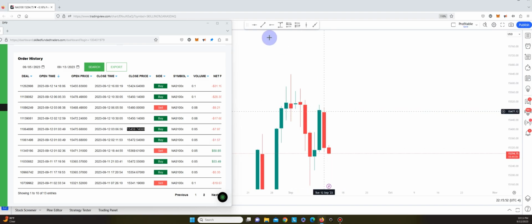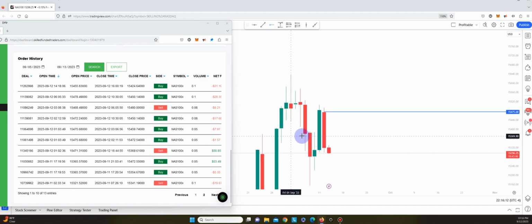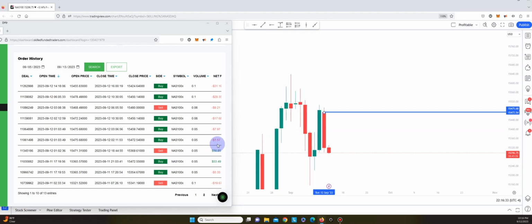The next trade now, I entered this one at 15,475.68, just like the previous one, and accidentally closed this one while I was trying to make some adjustments. I was actually trying to enter another one, but I closed it by accident. So this one I got closed at 15,472.54 for a total loss of $1.57.